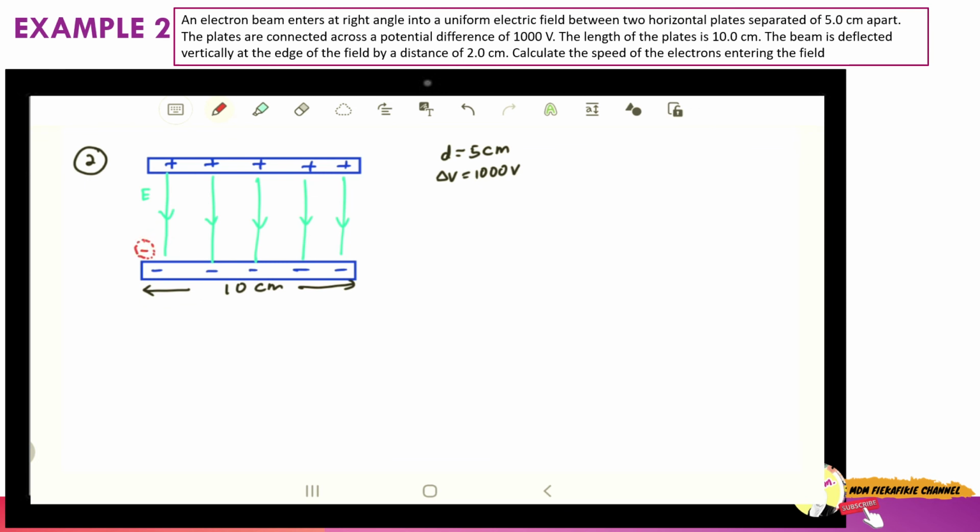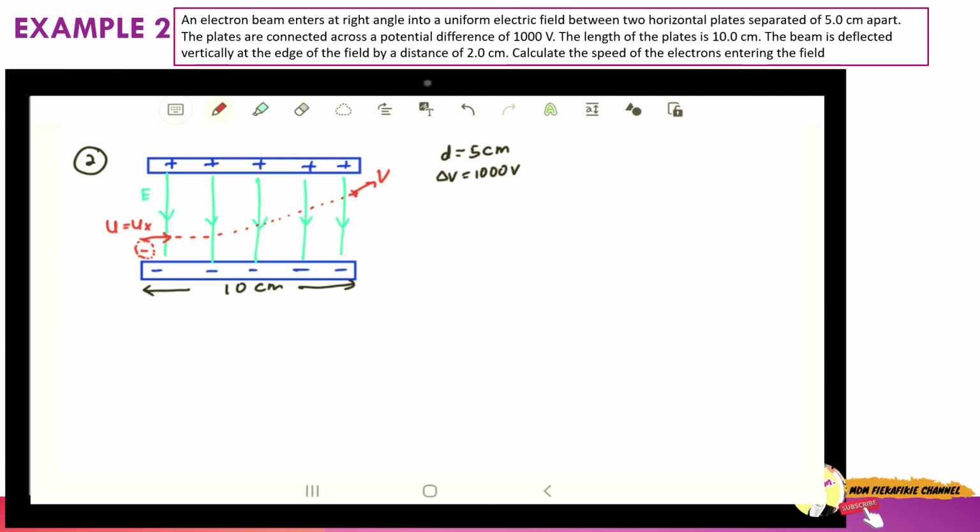So let's say this is the electron and it enters the field horizontally, and we're going to have U, where U is equal to Ux. What happens to the electron? It will be deflected in this direction. Let's say at this point V. The question asks us to find the speed of the electron when it enters the field. So we want to find U, the initial velocity.